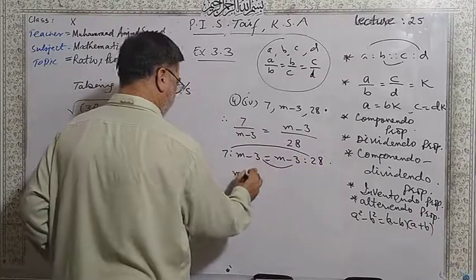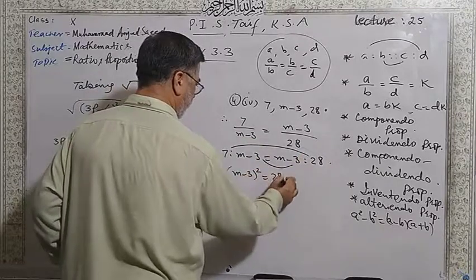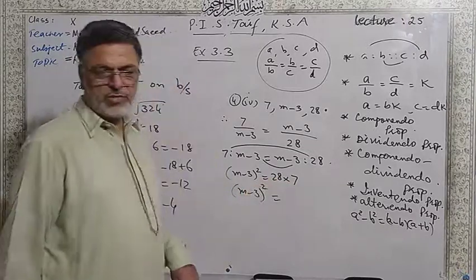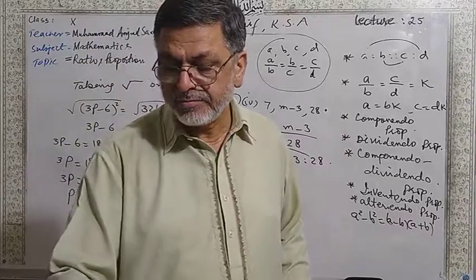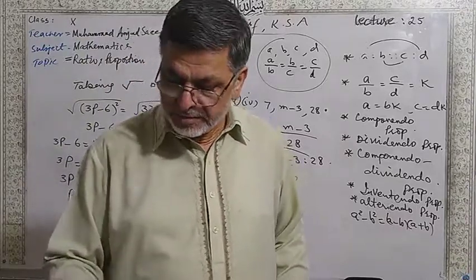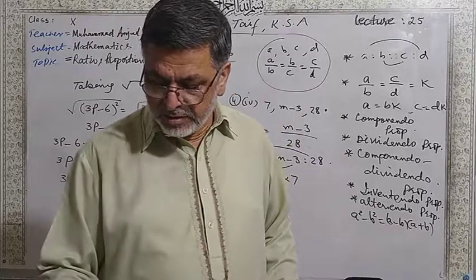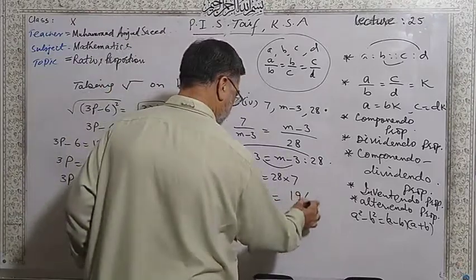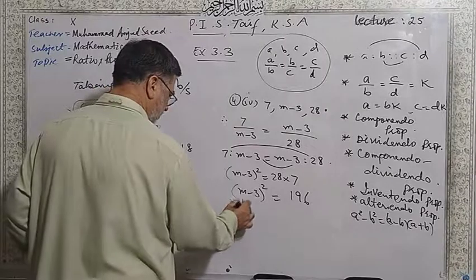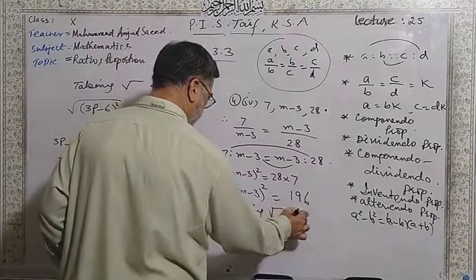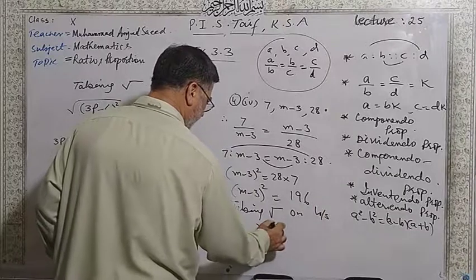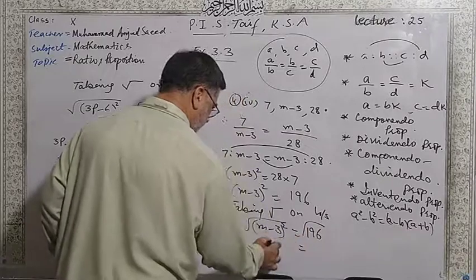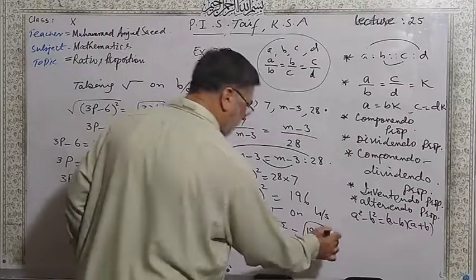Product of extremes is equal to product of means. 28 into 7 equals m minus 3 whole square. 28 multiplied by 7, that is 196. Taking square root on both sides, m minus 3 whole square whole under root, 196 under root, the 2 and square root cancel out, m minus 3 is plus minus 14.